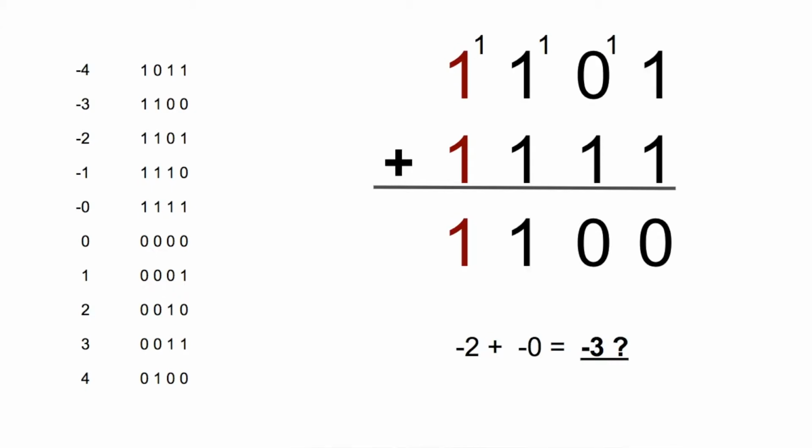And one final one, if we do negative 2 plus negative 0, just to see what happens with this negative 0 here, we get 1 plus 1 is 0, carry the 1. 1 plus 1, 0, again carry the 1. 1 plus 1 plus 1 here is 1, carry the 1. And 1 plus 1 plus 1 gives us 1, ignore that final carry. Gives us negative 3. Here, of course, we were expecting negative 2 because negative 0 should have no effect if it behaved like actual 0. But it has decremented by 1, and therefore we are off by 1.